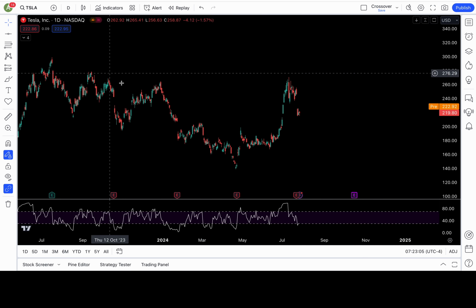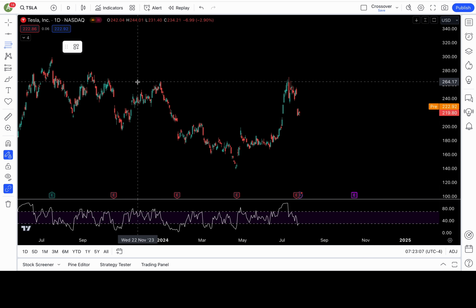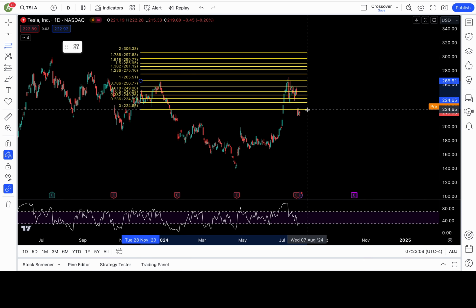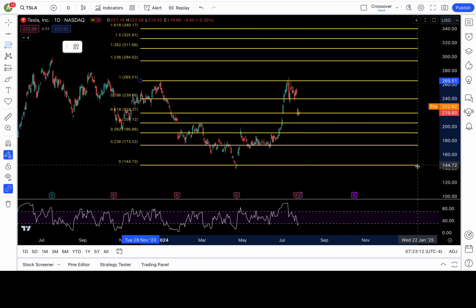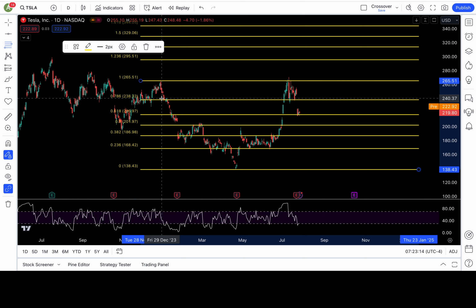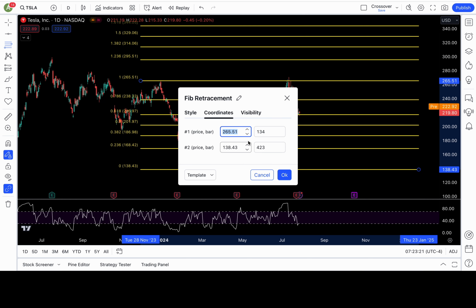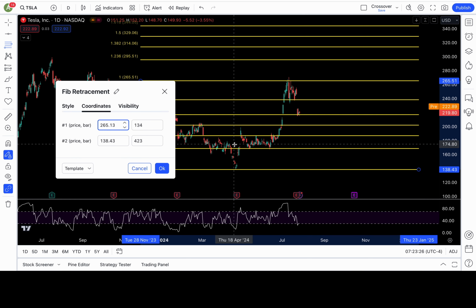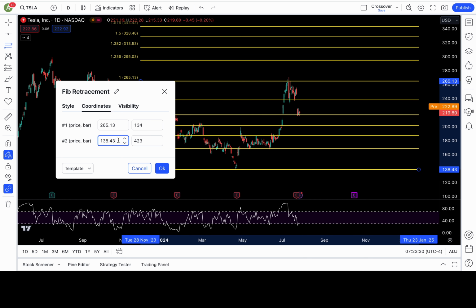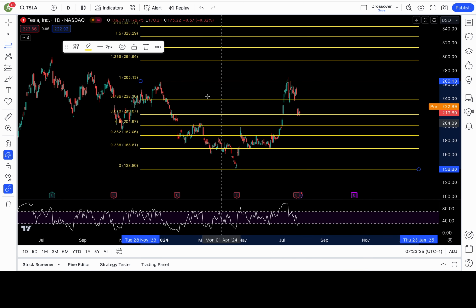Tesla. I've been tracking this cup and handle pattern here for Tesla. You guys see here, this cup. We are in the handle phase of this cup and handle pattern. So we want to get the high probably back in December 28th of 2023, which is 265.13. And then we'll get the low all the way here back in April 22nd low, which is at 138.8. Okay, boom, press OK.